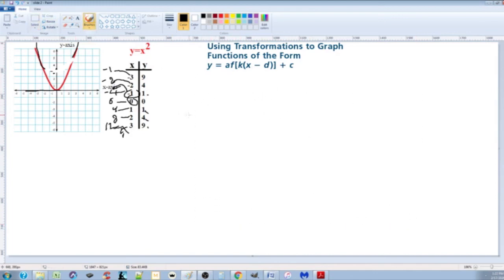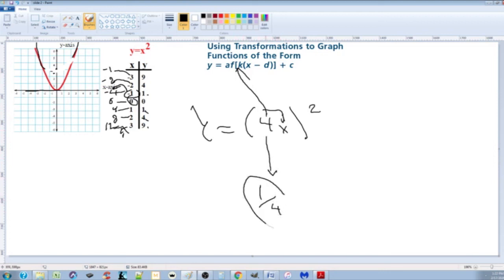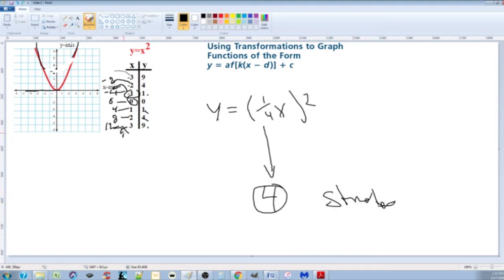So again, if you see y is equal and you see brackets 4x and then the square, the 4 is associated with the x. We know it's a k, and we have to convert it first to 1 over 4. 1 over 4 is smaller than 1, so we're talking about a horizontal compression. And now we multiply all our x values by 1 over 4. So let's go back and do that.